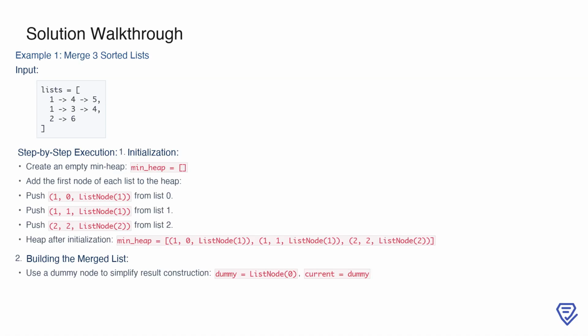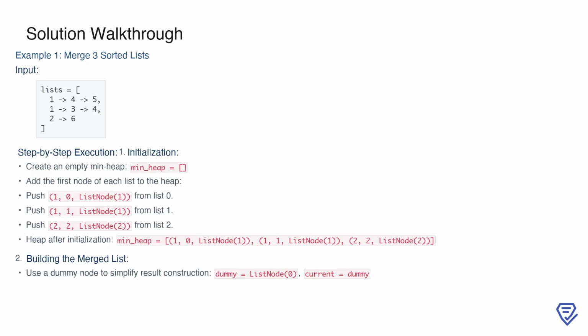Here, we start with the problem of merging three sorted linked lists. To solve this, we initialize an empty min heap. The min heap will help us efficiently retrieve the smallest element across all lists. First, we push the head node of each list into the heap, along with its value and index. For example, from the first list, we push the node with value 1, from the second list, another node with value 1, and from the third list, a node with value 2. After this initialization step, the heap contains three elements: (1, 0, list node 1), (1, 1, list node 1), and (2, 2, list node 2).